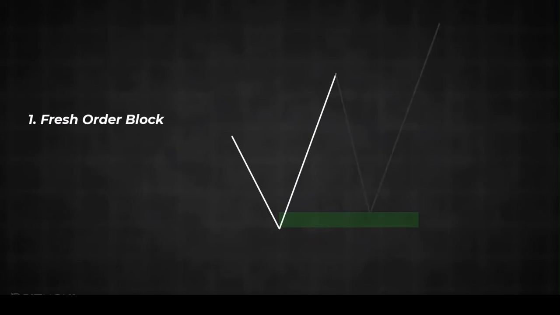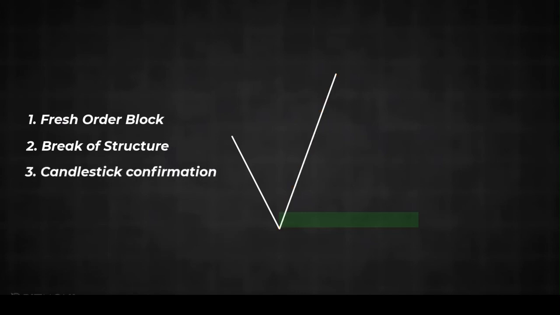Fresh order block. First, we need to identify an unmitigated order block. That is an order block that has not been retested by price after the formation. Break of structure. The order block must lead to the break of a significant high or low after forming. Next is candlestick confirmation. When price retraces back into the zone, we don't just enter blindly. Instead, we wait for a momentum candle, which has to close back outside the zone to confirm our entry.